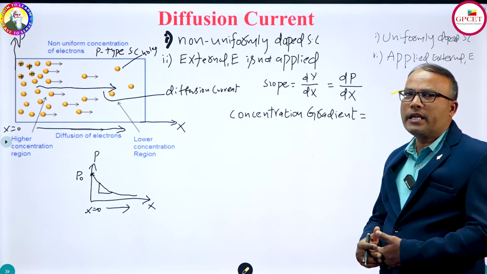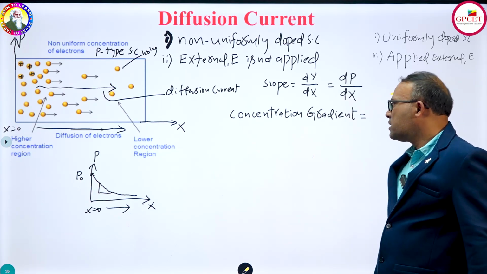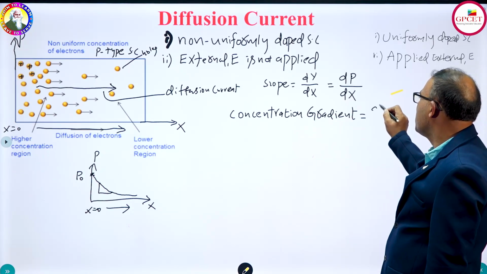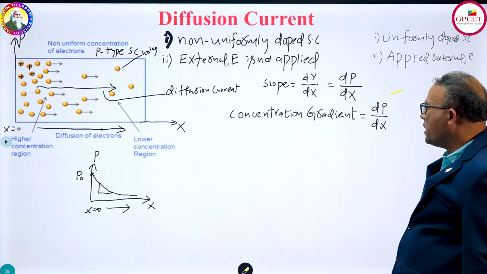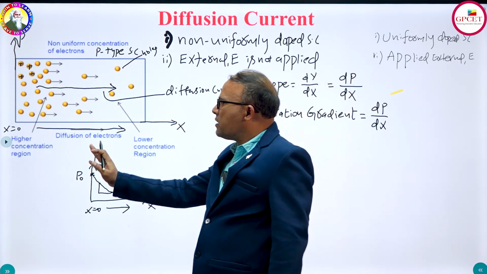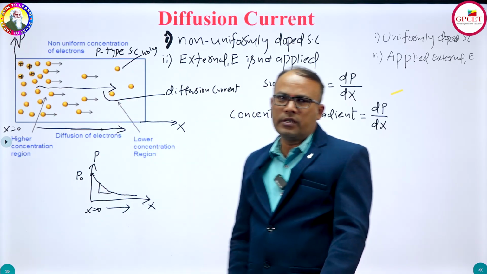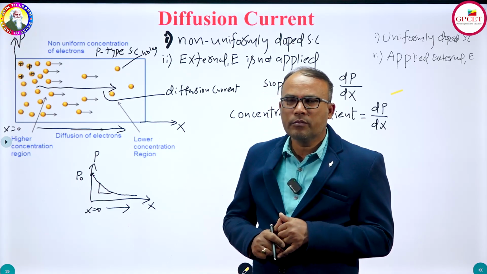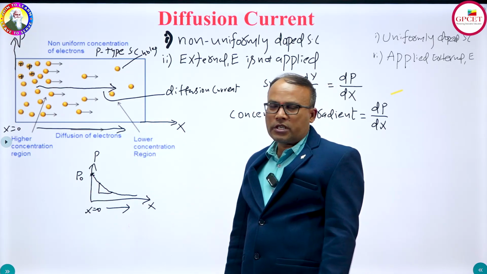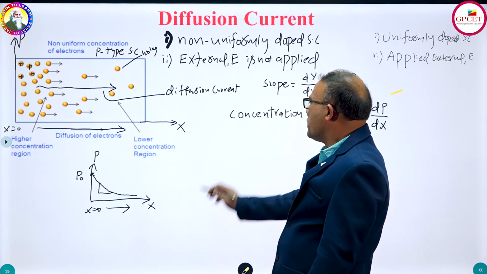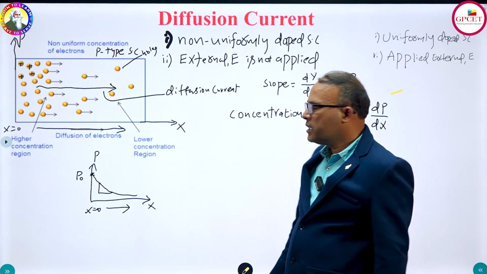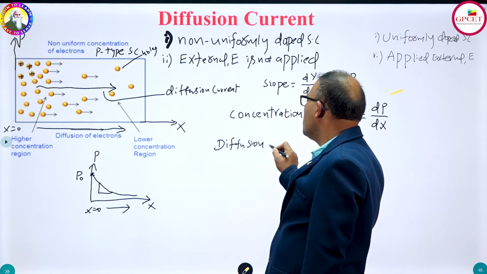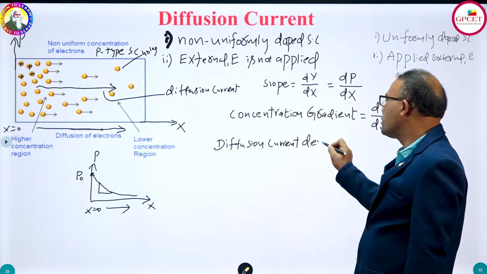The charge carriers are decaying from higher concentration to lower concentration, so the technical name for the decay is gradient. So the concentration gradient is given by dp by dx. Now as current exists from this point to this point, current density also exists. As I told you already, current density is the current produced per unit area. Since it is a p-type semiconductor, the current density due to holes is called the diffusion current density due to holes.